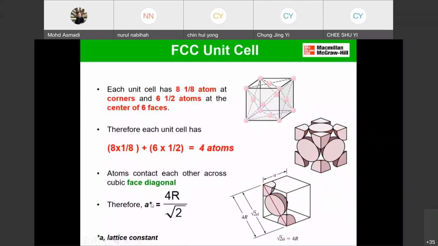So therefore the lattice constant or axial length is 4r divided by square root 2. I know you can calculate based on the face diagonals. This one is A, this one is A. So this one is square root 2A, so equal to 4r, because this one is 1 radius, 2 radius, 3r, 4r. So you can get this equation.